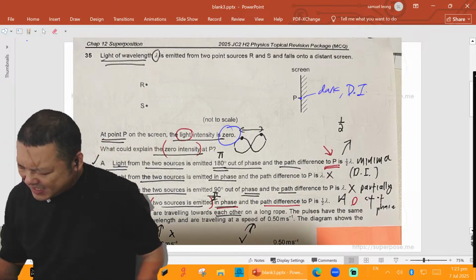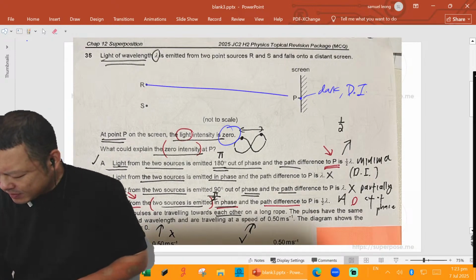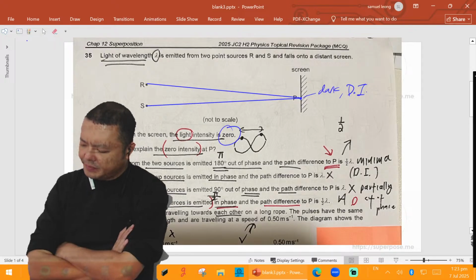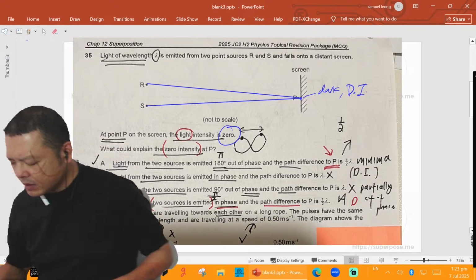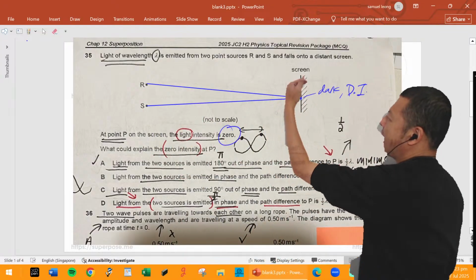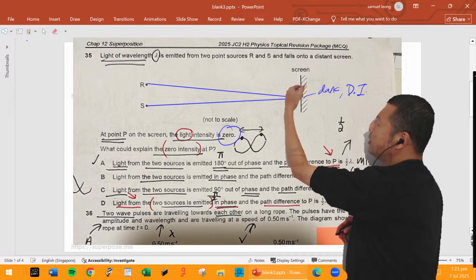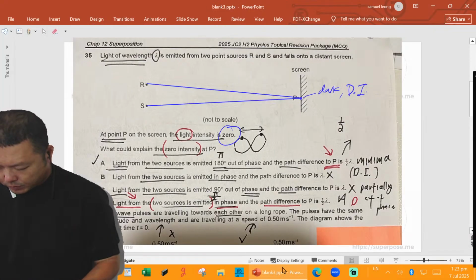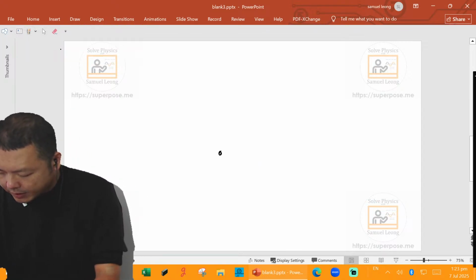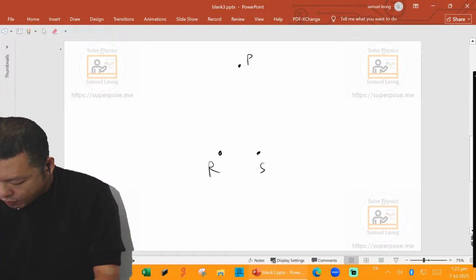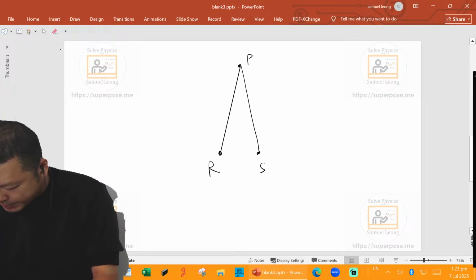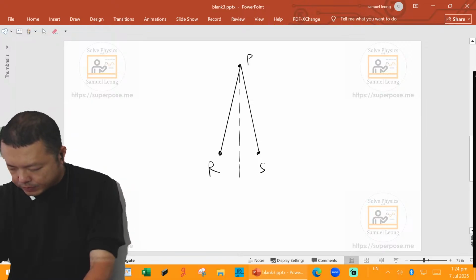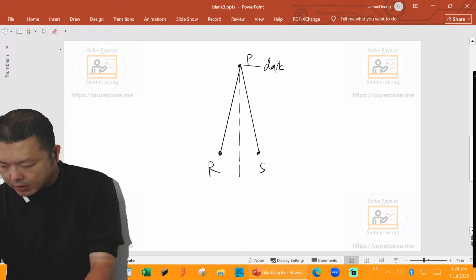Okay. Is P at the midpoint? Is it meant to be directly at the midpoint? No, right? Okay. Because if P is directly at the midpoint, and it's a dark fringe, then there's something wrong with the sources. Let me go through this very quickly with you, with a couple of leading questions. R, S, P right at the midpoint. I tell you that P is directly at the midpoint here, right smack in the middle. But it's a dark fringe. How is that possible?